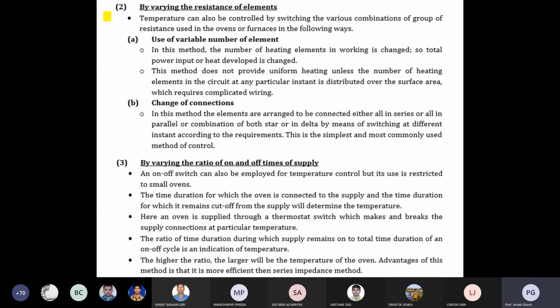Next one: that was controlling of the voltage, the first one. The second one is varying the resistance of the elements. The temperature can be controlled by switching various combinations of groups of resistors used in the oven or furnaces in the following ways. What are the options that we can change here? The first one is the variable number of elements. We can change the number of elements.